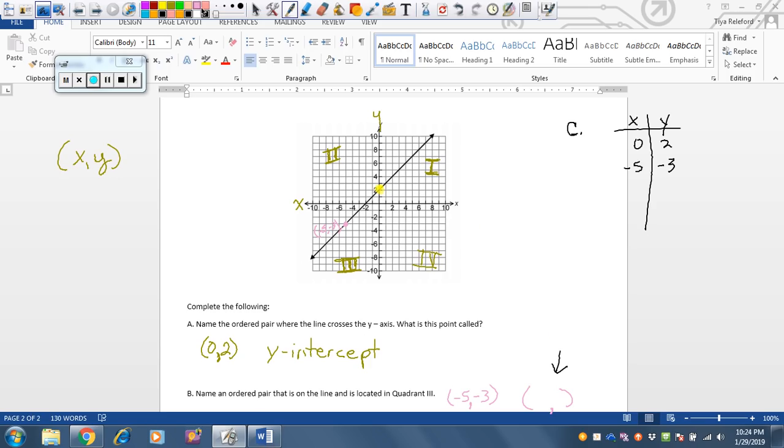And just in case you didn't, if I come and draw this dot, my x is 6 and my y is 8. So now you have 4. You only have 3 spaces and you already have 4 ordered pairs.